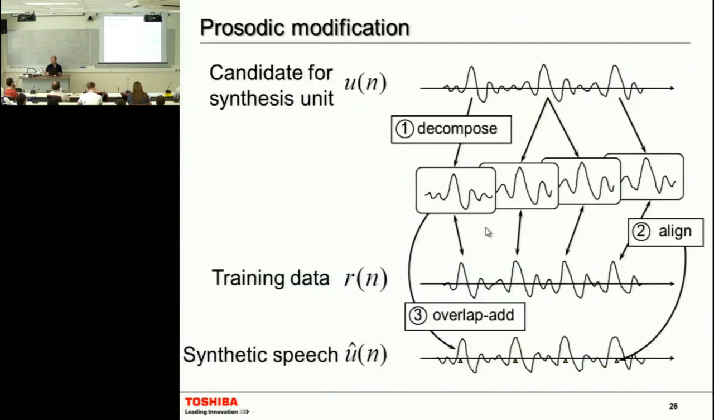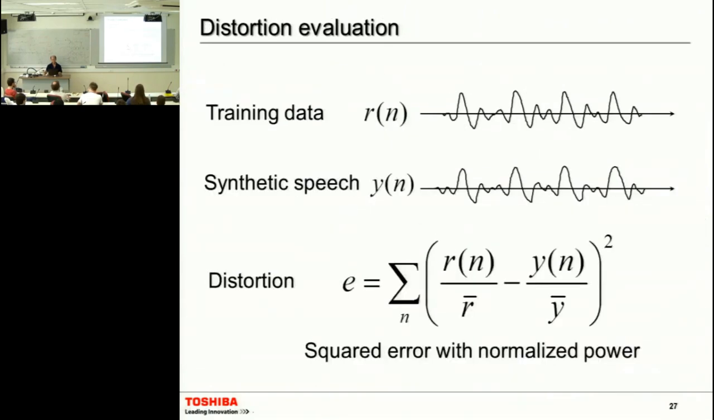And as I said, the prosodic modification is done using TD-PSOLA. We decompose the periodic signal into pitch waveforms like this, and align these pitch waveforms to the pitch marks of training data, then overlap and add. And we get a synthetic speech here. And the distortion is evaluated based on the squared error with normalized power like this. Here we can use any kind of distortion. This is just one example.